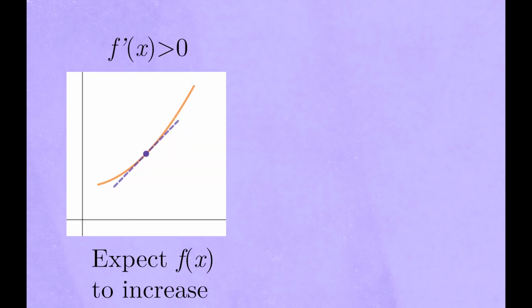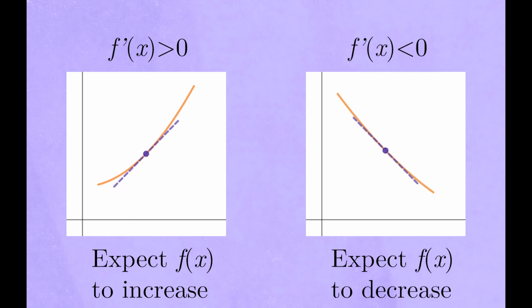Many of the applications of calculus rely on using information about the derivative of f of x to derive facts about f of x itself. One of the most straightforward examples of this is that the derivative can tell you whether a function is increasing or decreasing. We know that if f prime of x is positive, then the tangent line to the curve has a positive slope, so we would expect f of x to increase if we increased x by a small amount. Similarly, if f prime of x is negative, then we expect that f of x will decrease if we increase x by a small amount.